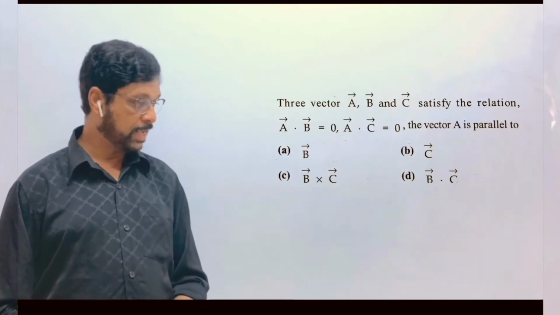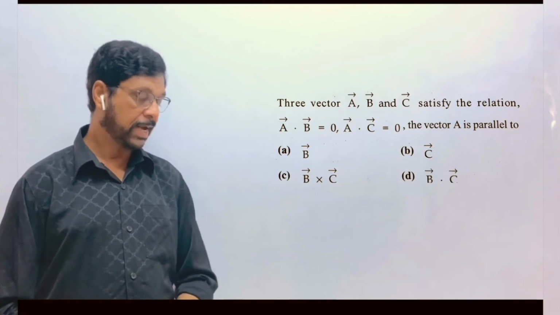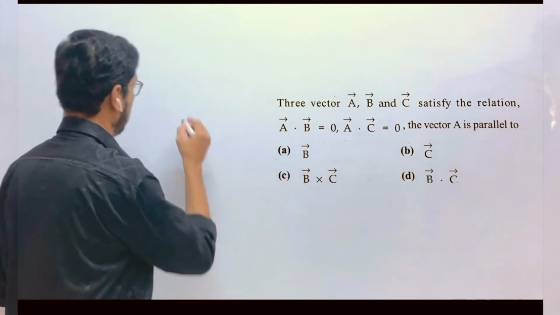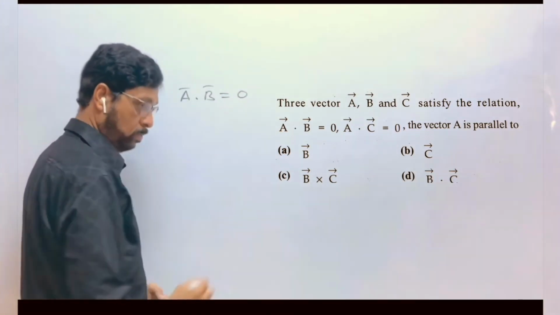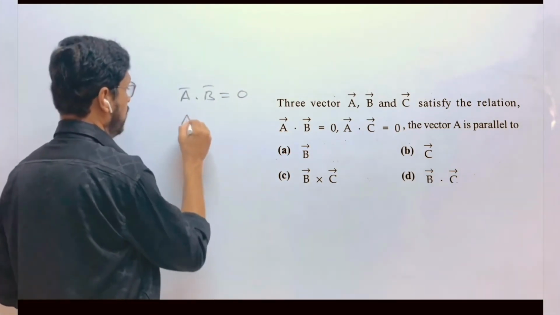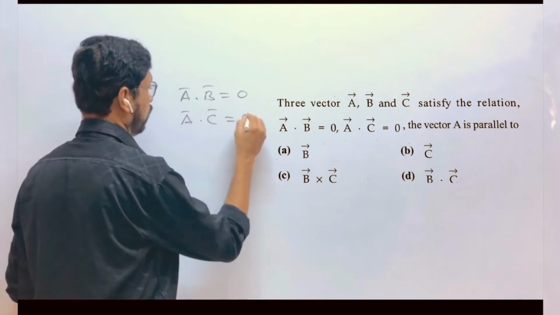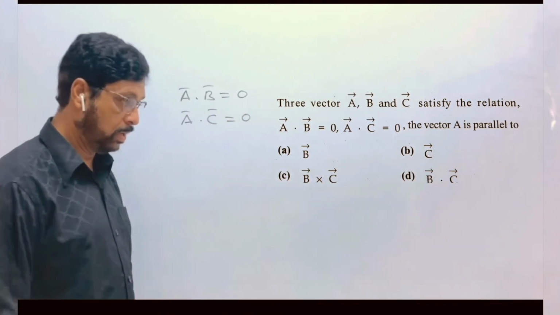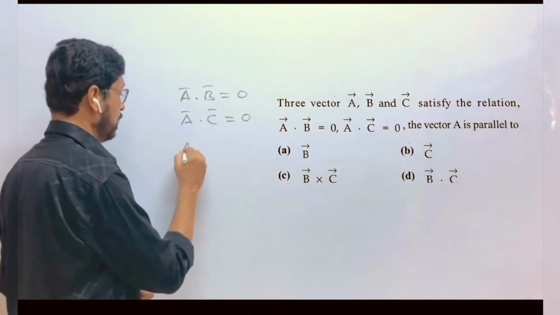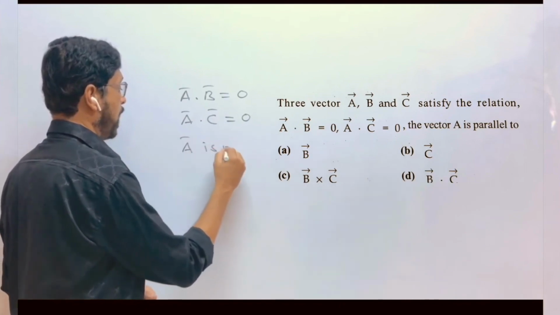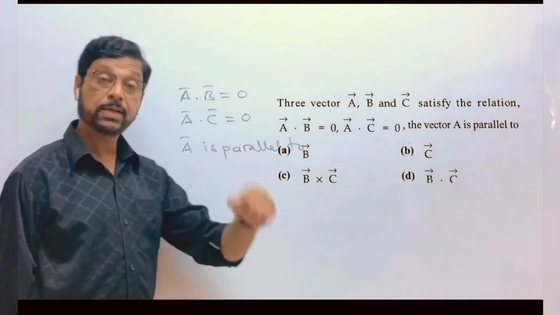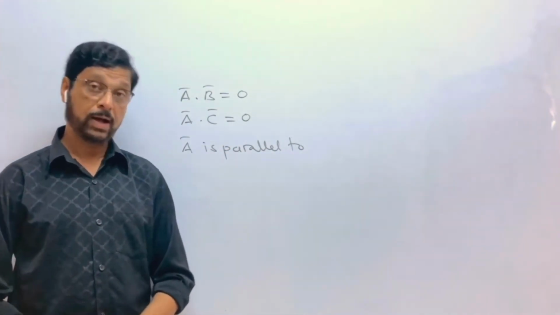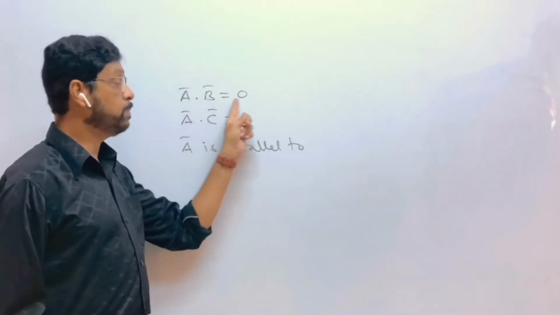3 vectors A, B and C satisfy the relation A dot B is equal to 0. A dot C is also equal to 0. The vector A is parallel to... which vector will A be parallel to? A dot B is equal to 0.